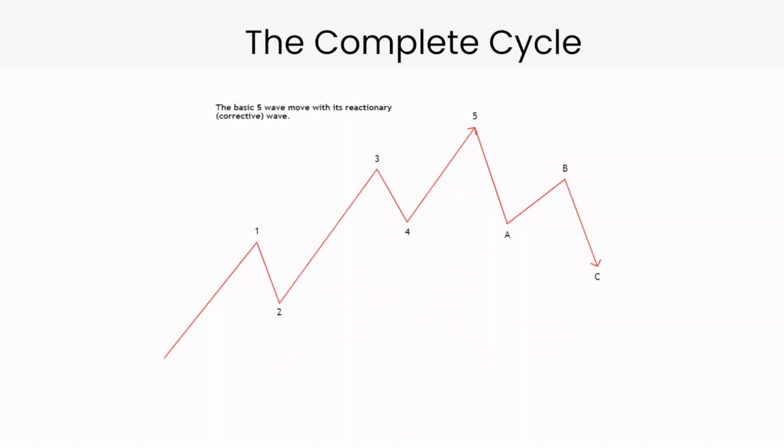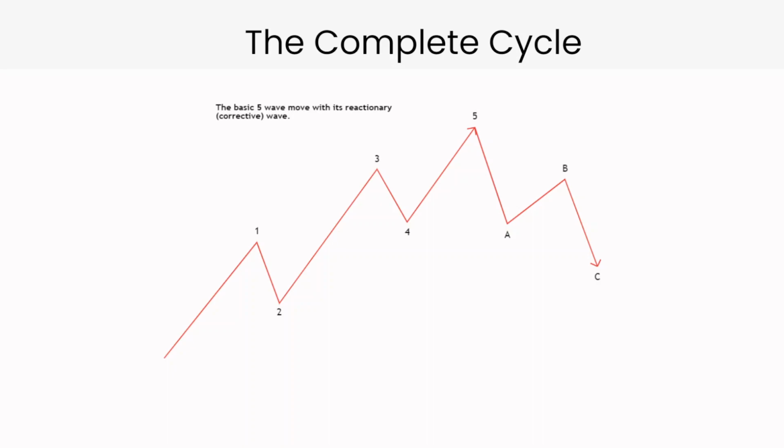So here's back to the complete cycle, right? Our first 5 waves higher, like Austin said, 1, 2, 3, 4, 5. That's our 5-wave move higher, followed by our 3-wave counter trend corrective move, which is our ABC waves. Austin, pretty clear, right? Pretty clear.